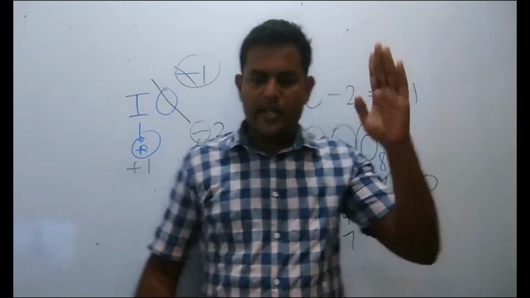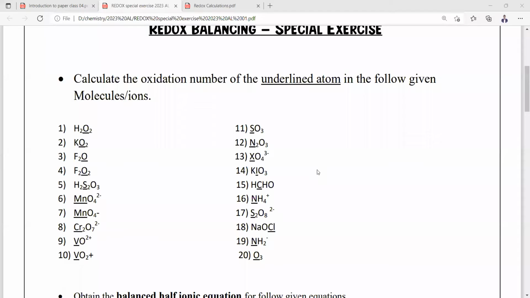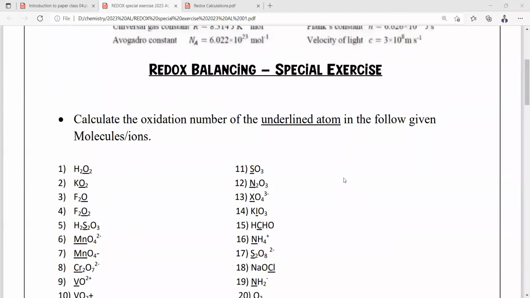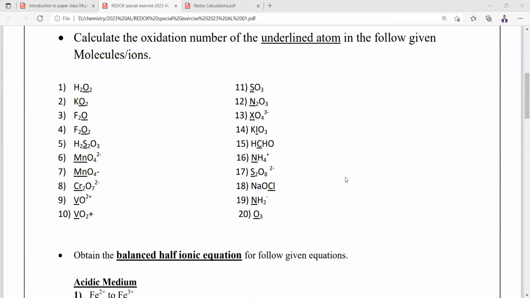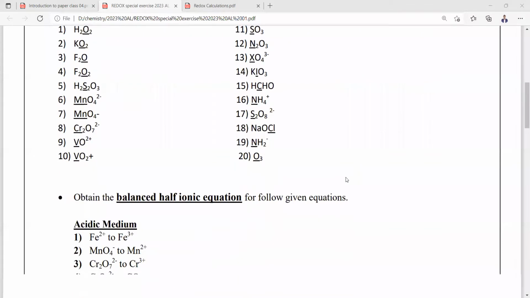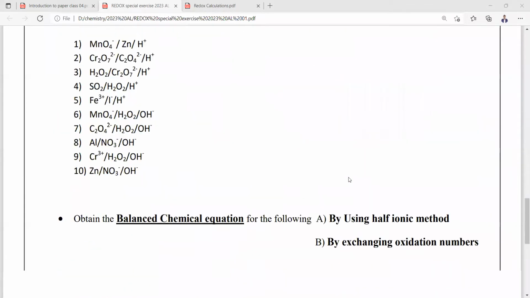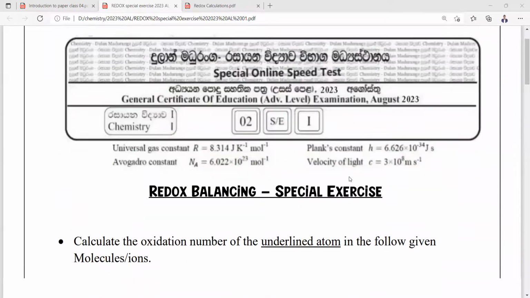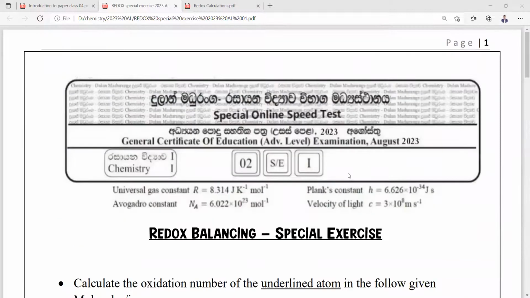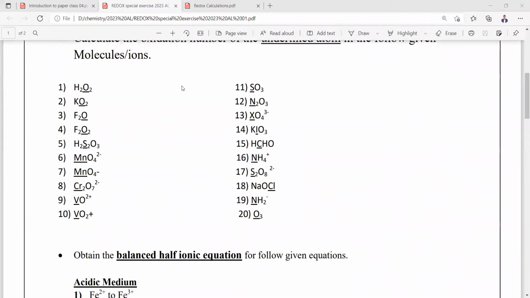Okay, we are moving to a past paper question. You can do this exercise at home. This is the redox balancing special exercise. This is the first part, and this is the half ionic part. We're discussing this part today, and next week we'll be discussing the basic medium cases. This sheet is used for these three weeks, so you can do these at home.